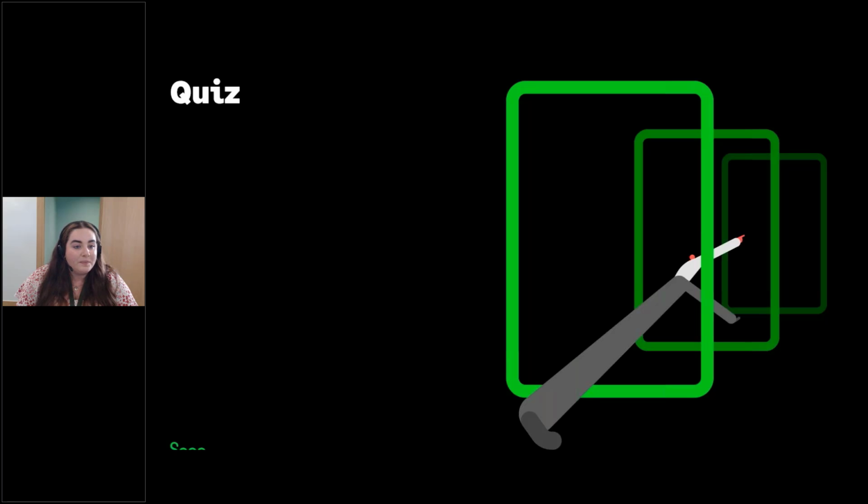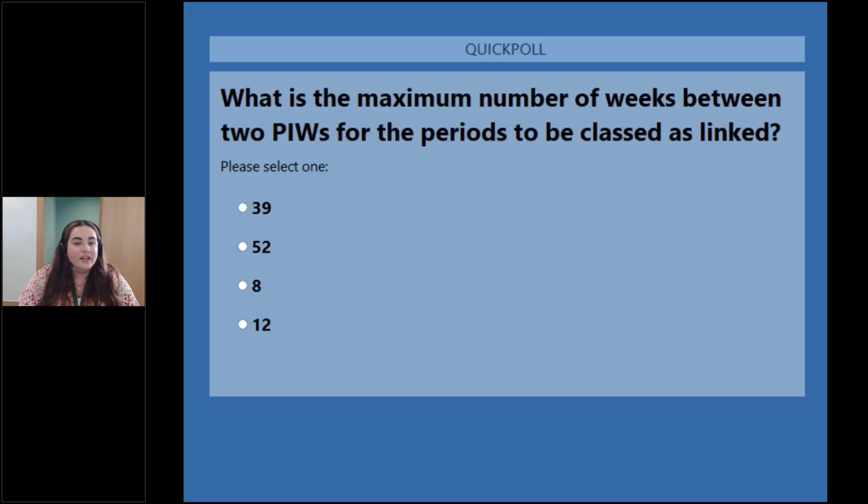Third question, just launch that now as well, which is, what is the maximum number of weeks between 2 PIWs for the periods to be classed as linked? Is it 39, 52, 8, or 12? So what's the maximum number of weeks between 2 PIWs for the periods to be classed as linked? So these are the linked periods I was talking about.